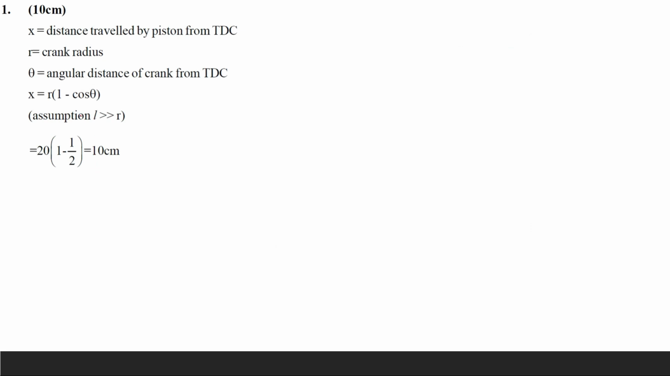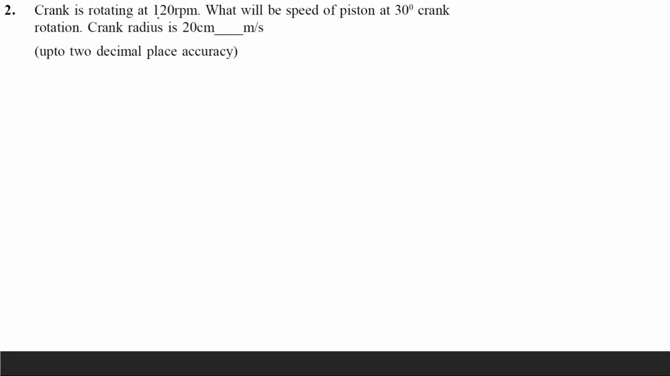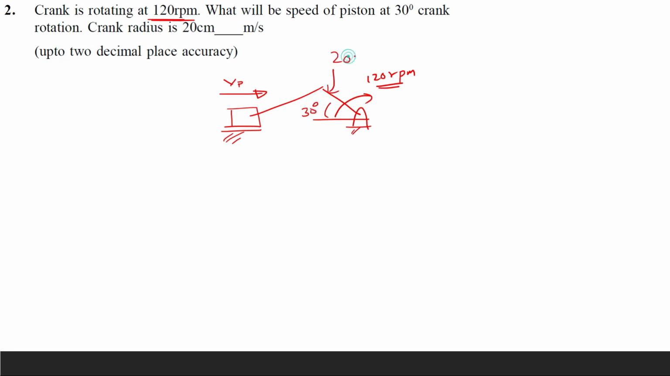Now here you can see this relation: L is greater than R, with R equal to 10 centimeter. Now the crank is rotating at 120 rpm, so the revolution of the crank is given. Okay, this is the slider crank mechanism. So the crank is rotating at 120 rpm. What will be the speed of the piston? When the crank moves, the piston moves in this direction with some velocity vp, the velocity of the piston, when the crank is rotated by 30 degree. The crank radius is 20 centimeter. So this data is given to you. You have to calculate the velocity in meter per second, with accuracy up to 2 decimal places.